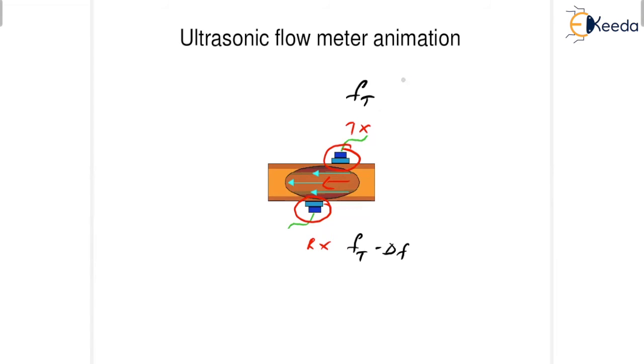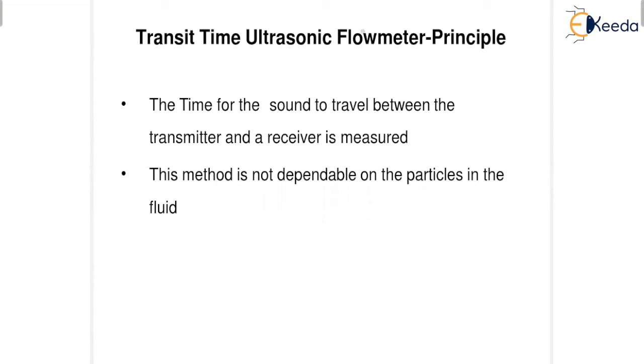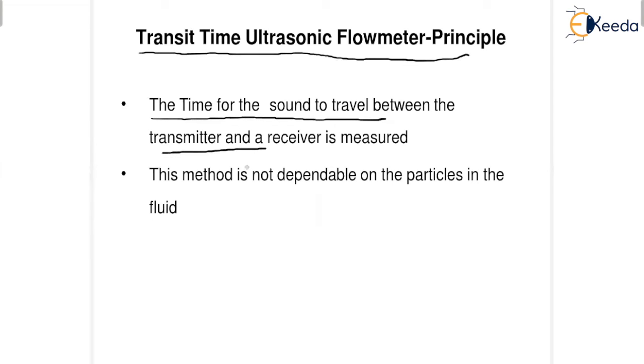Now we are going to the next flow meter, called the transit time ultrasonic flow meter principle, my dear students. In the transit time ultrasonic flow meter, we measure how much time the sound takes to travel from the transmitter to the receiver. This method does not depend on the particles of the fluid; it depends on the time. In the previous one, it depends on the particles, and that is why it is called a Doppler frequency shift flow meter. This one is called a transit time flow meter because it does not depend on the particles.